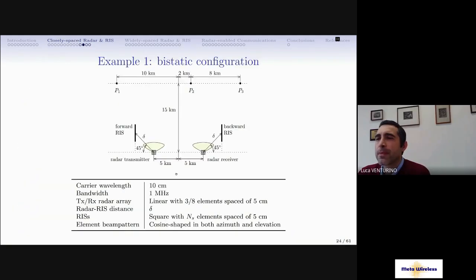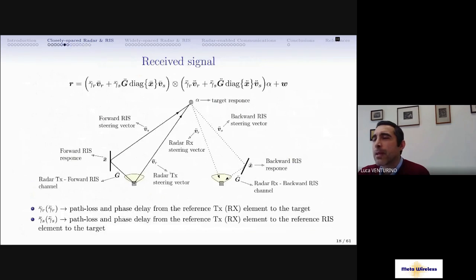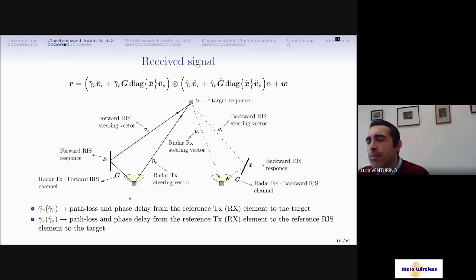Okay, let me go to this figure here. Consider the radar transmitter, and assume that we just have one transmit antenna here and one receive antenna here. So let's make the system very simple. From this single transmitter, I go to the target along this path, and then I go to the radar receiver along this path. So this path has a given length, and given this length, you know the propagation delay.